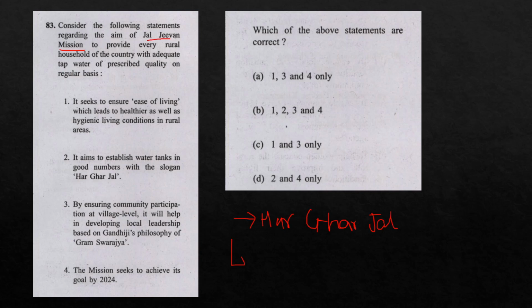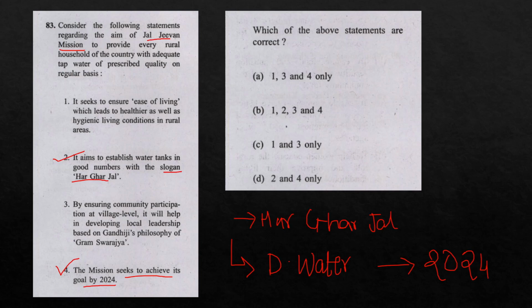And what is its main aim? Main aim is to provide safe drinking water in all households in rural India. And if you have read the news, you would also know that it seeks to achieve this by 2024, right? So now let's look at the questions. We know the mission seeks to achieve the goal by 2024. This is correct, right? Then we also know that the slogan is Har Ghar Jal.